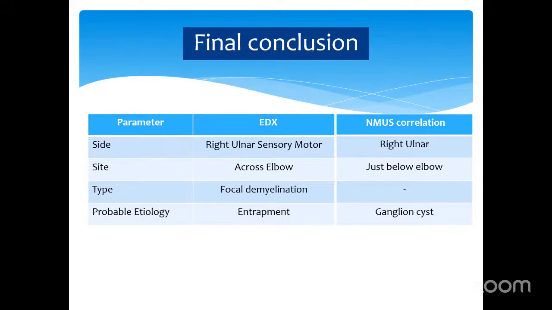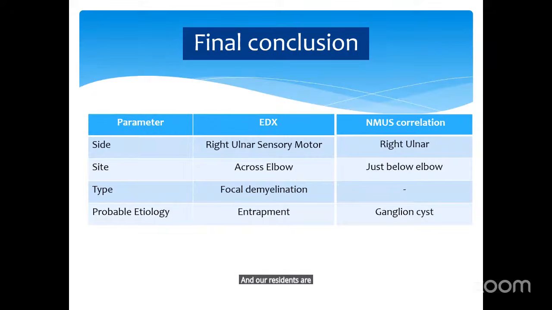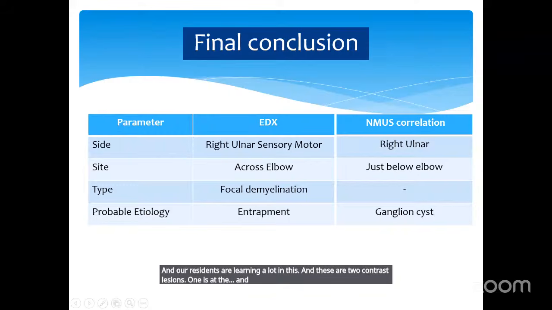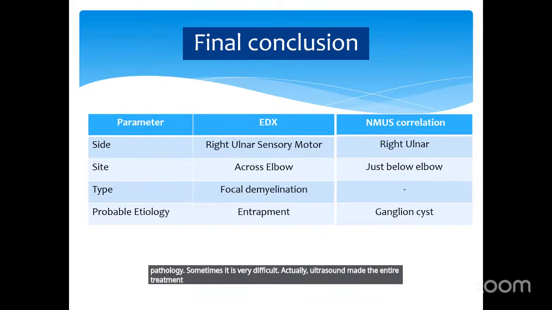So, nice case. Both cases were given by Dr. Murali, and he has given us the opportunity to present here. Our residents are learning a lot from this. And these are two contrasting lesions. One is a lesion around the elbow showing conduction blocks. Usually we think of tardy ulnar palsy unless we do the ultrasound and see the exact pathology. Sometimes it is very difficult. Ultrasound has made the entire management of these kinds of cases very easy. And once again, thank you, Dr. Murali, for giving us this opportunity.